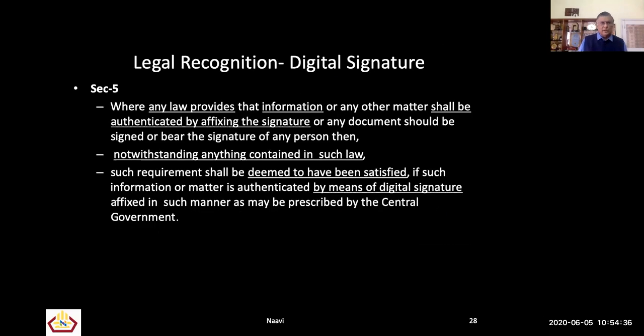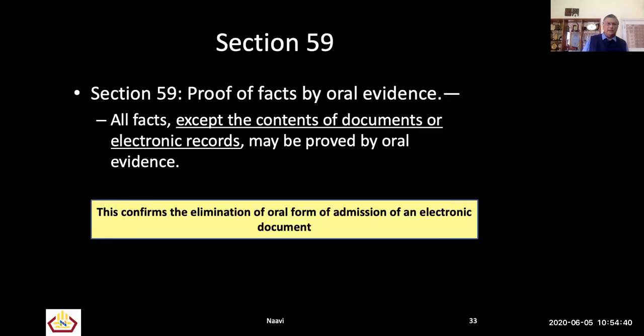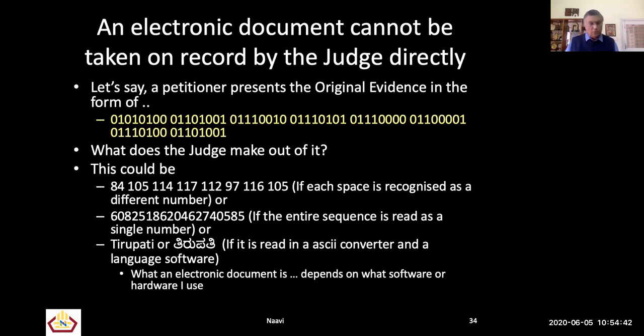Okay, so I will go directly to this Section 65B and tell you what is important for us to note here. All of you know that an electronic document cannot be taken on record by the judge directly. Why? Because the original electronic evidence is in binary form, and the judge cannot make anything out of the 0101 or something like that, and he has to call an expert.